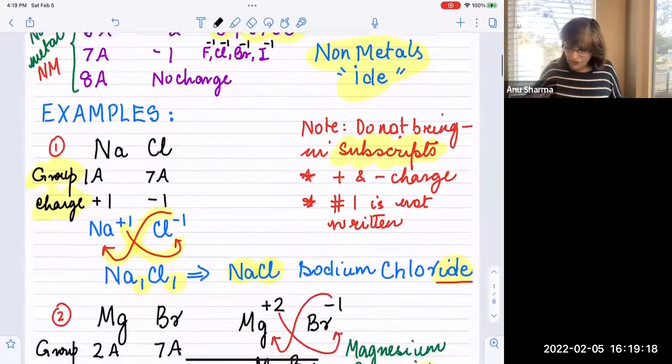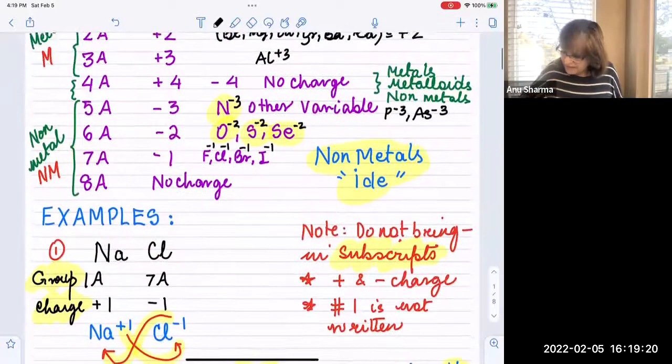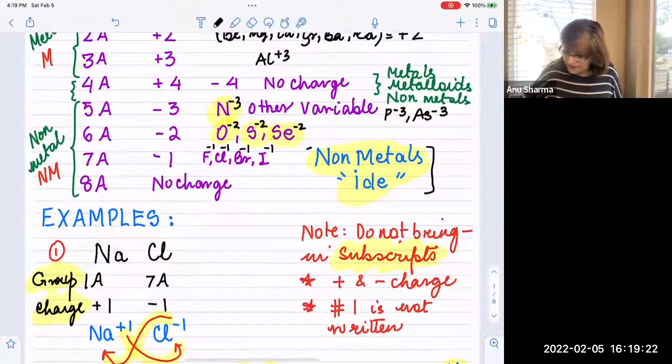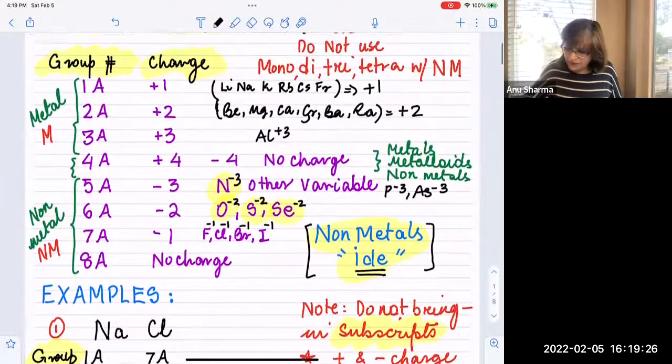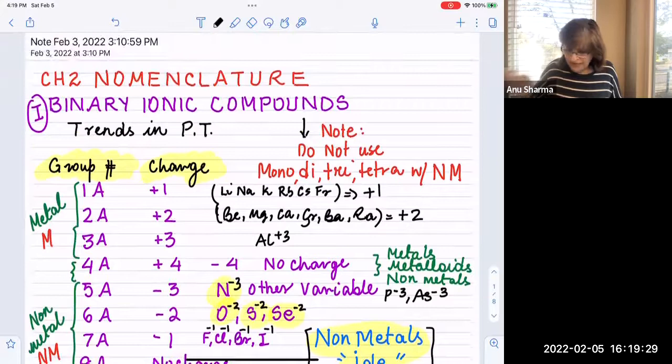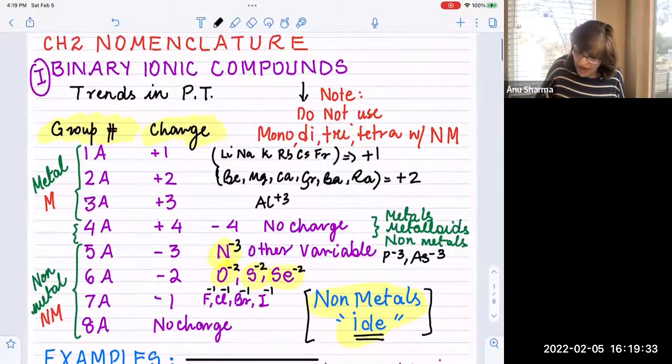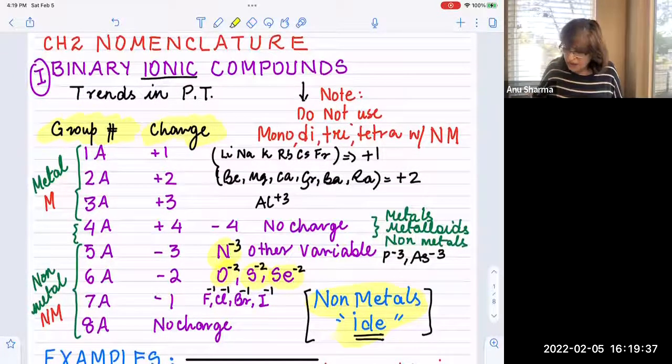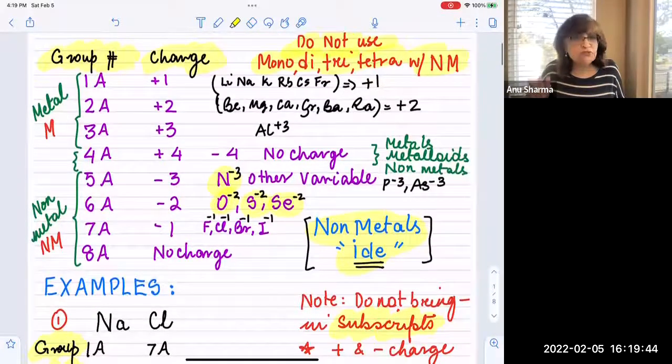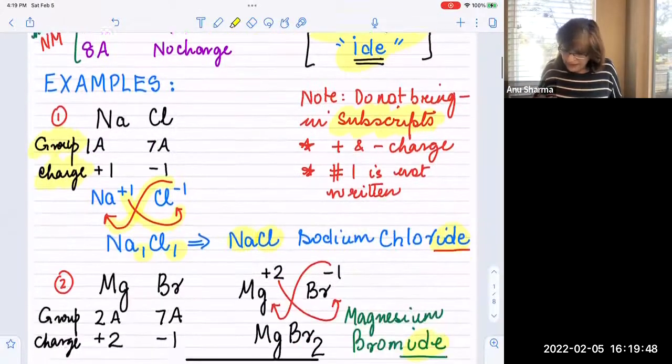Next, we know that non-metals just by themselves are going to end in "ide." Metals for the most part, their names do not change, the names remain the same. And for binary ionic compounds, we do not use mono, di, tri, tetra with the nomenclature. So just keep that in mind. It is not going to be magnesium dichloride or aluminum trichloride. That doesn't happen.